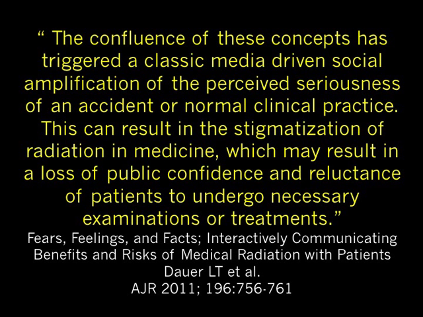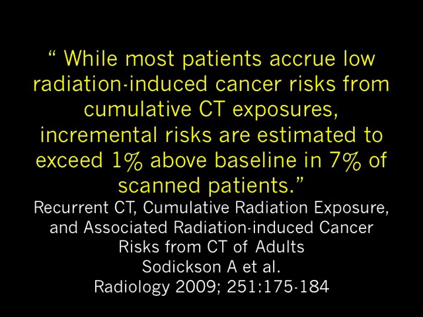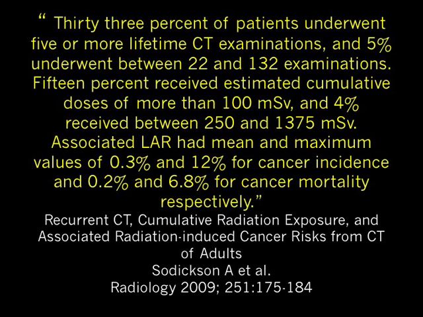Now, on the flip side, again, I'm showing you both sides of the story. We all know that sometimes we have to be very careful, particularly with patients with chronic diseases. They can get too much radiation because they get many studies over many years. Incremental risks are estimated to exceed 1% above baseline in 7% of scanned patients. And this article by Sodickson from a couple years back talks about some of the super high doses patients have gotten. These are patients with chronic pancreatitis or chronic debilitating diseases where they do need CT scans. Each scan in and of itself is justified, but they may get too many scans over time. So again, we need to be very conscious of that possibility.